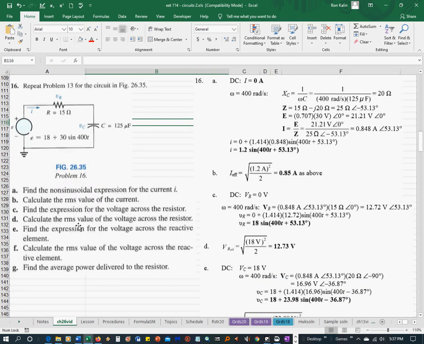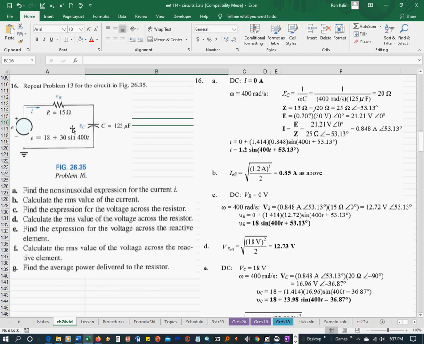Part D, calculate the RMS value of the voltage across the resistor. Again, there is no DC component here, so we're going to take that 18 squared divided by 2, square root, equals 12.73 volts. Part E, find the expression for the voltage across the reactive element.